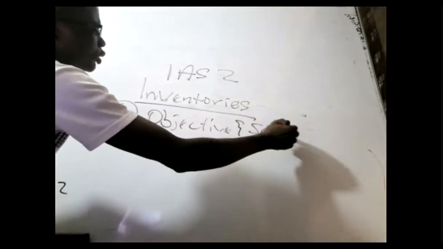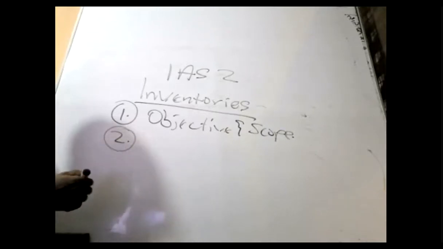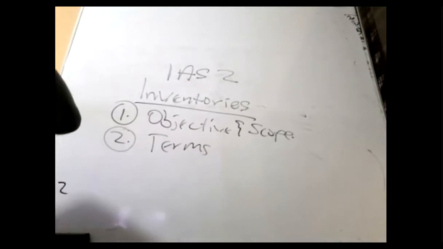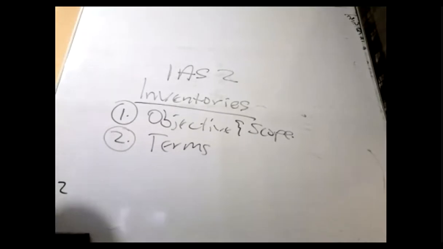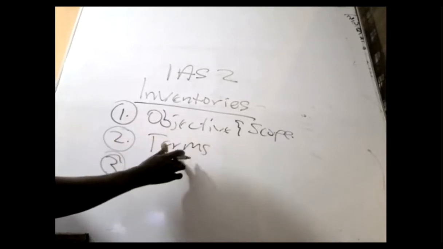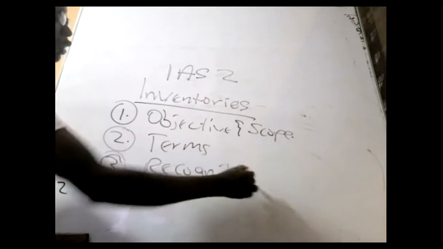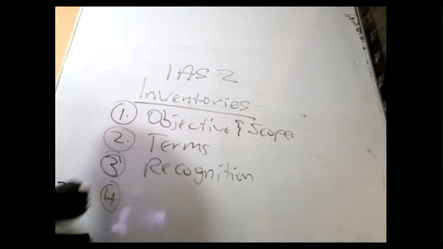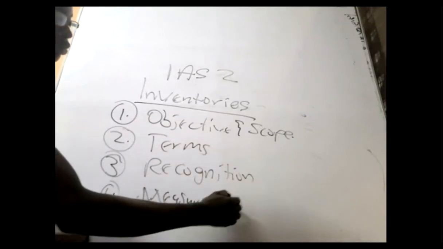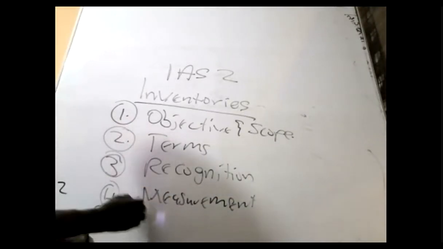and the scope of these standards. Item number 2, you should know some terms. Every standard comes with some terms, some definitions, explanations, some types, some treatment, some conditions. You should know those terms. So that is the basic definition of some terms. From there, you go on to number 3, recognition criteria. Number 4, we go to measurement. Then number 5, we talk about disclosure requirement.